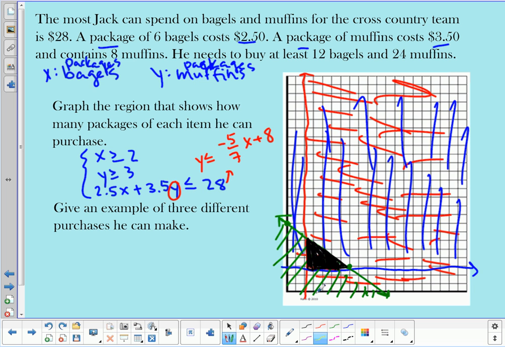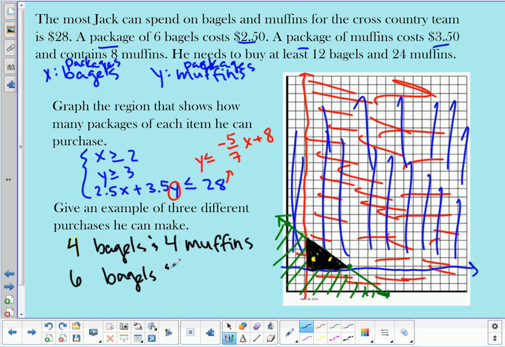So let's say I go over to 4 and up 1, 2, 3, 4. That's a solution. So he could have 4 packages of bagels and 4 muffins. Okay. I could go over to 5, 6. 6 and 4 is still in there. It gets pretty close to that boundary line, but it's still in there. So I could have 6 packages of bagels and 4 muffins.